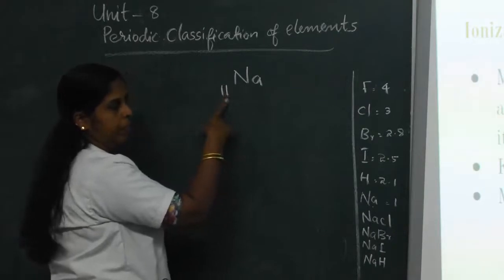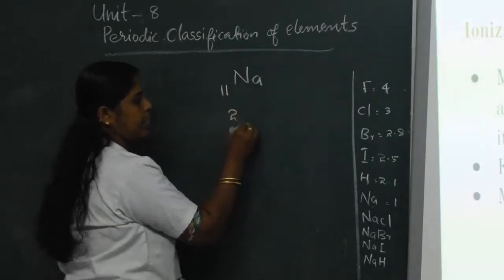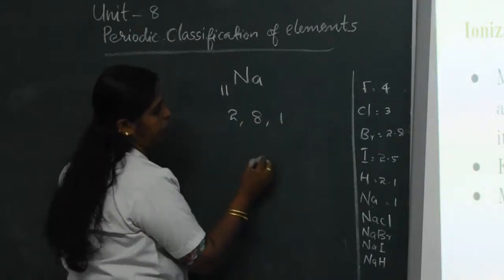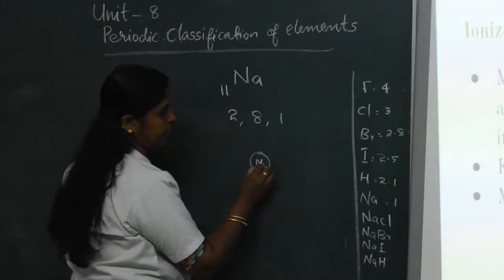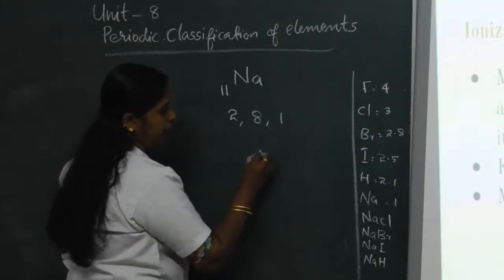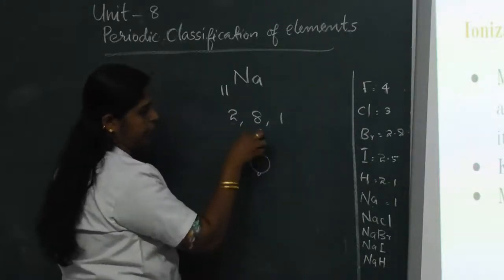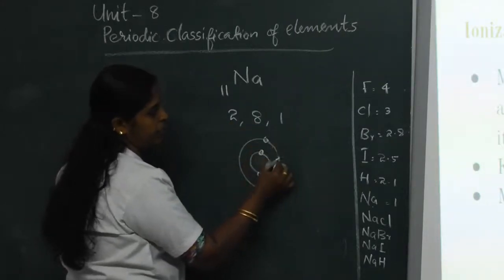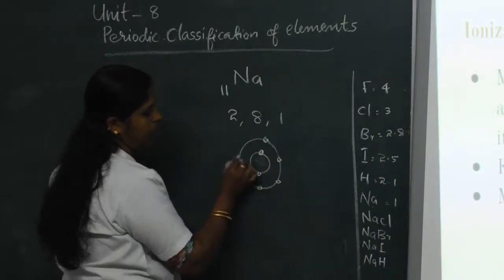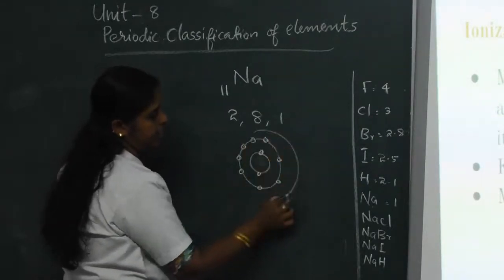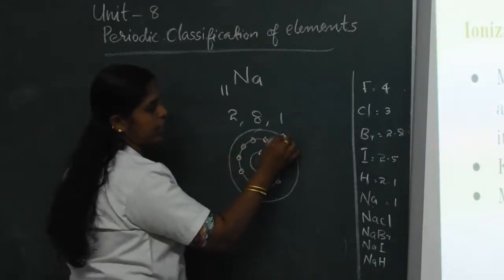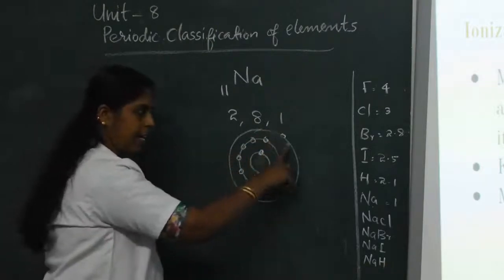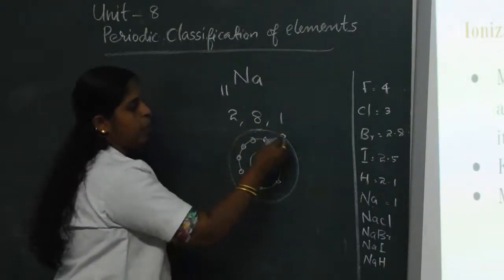Sodium atomic number is 11. We can write the electronic configuration 2, 8, 1. We can draw the electron dot formula. The nucleus is present at the center. 2 electrons are in the first orbit. Next, the second orbit contains 8 electrons: 1, 2, 3, 4, 5, 6, 7, 8. The last shell contains 1 electron. The last shell is known as the valence shell. The valence shell contains only 1 electron.